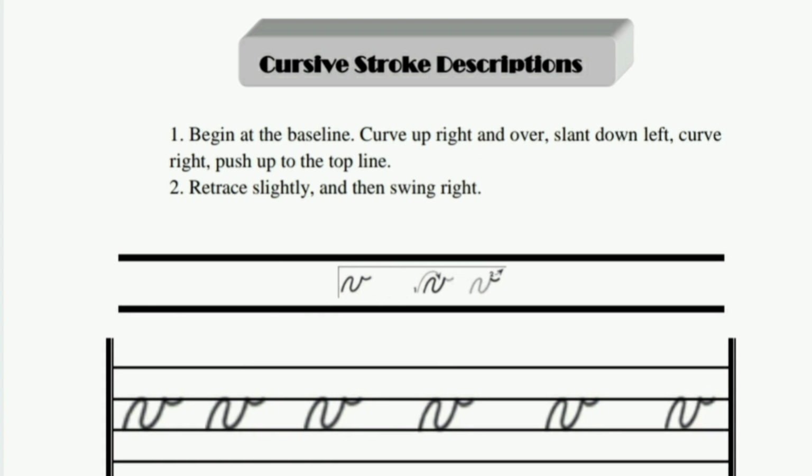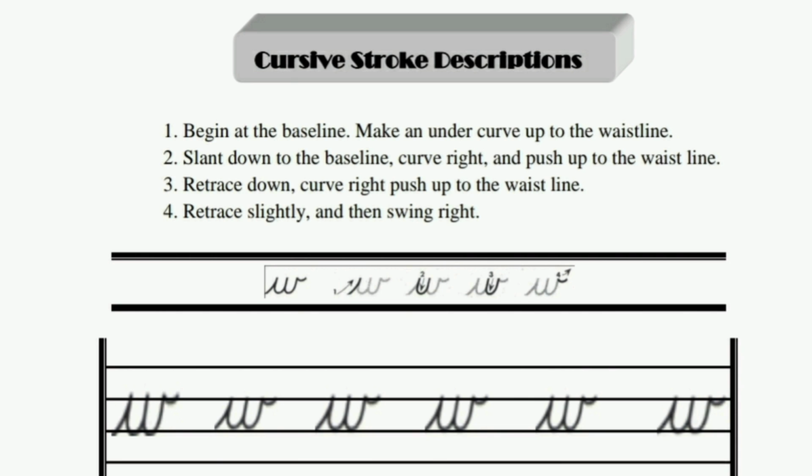Begin at the baseline. Curve up right and over. Slant down left. Curve right. Push up to the top line. Retrace slightly and then swing right.